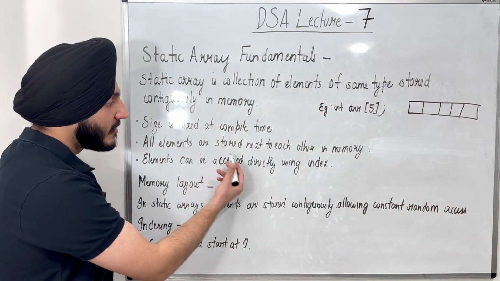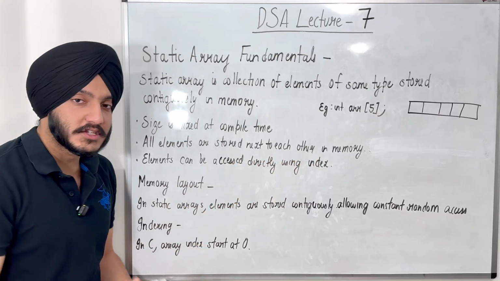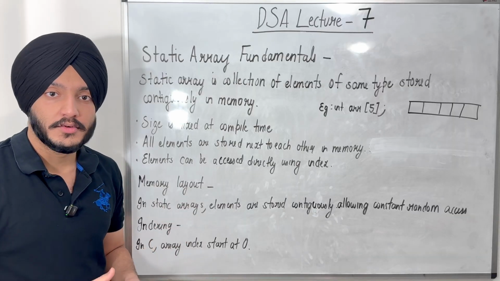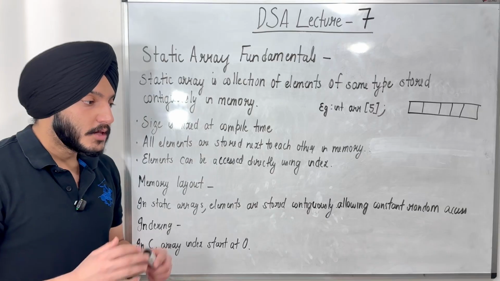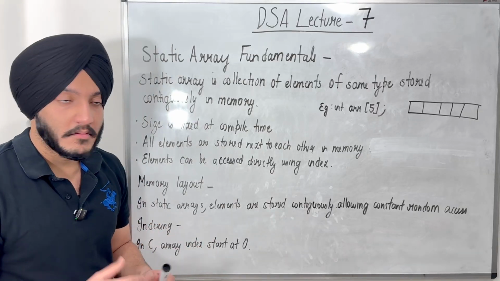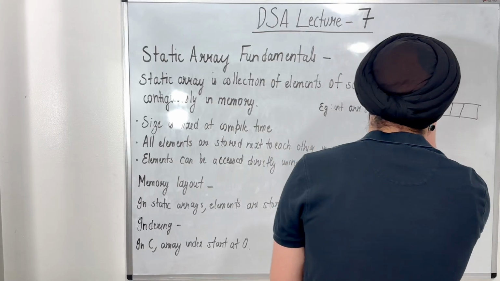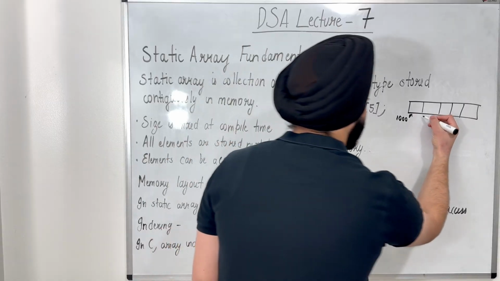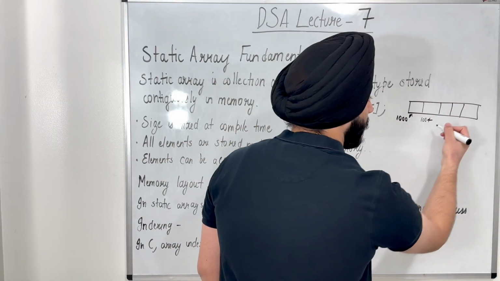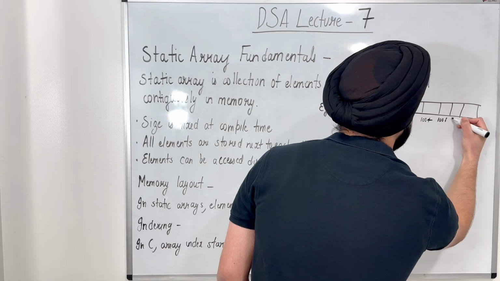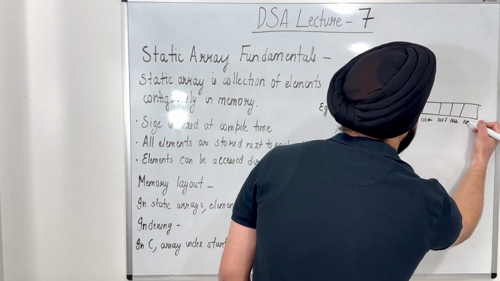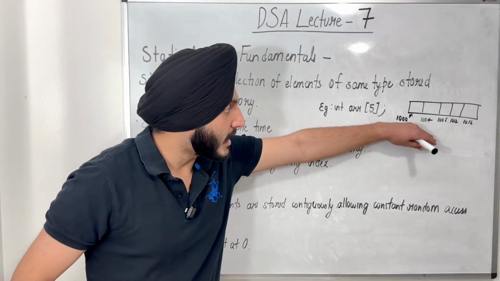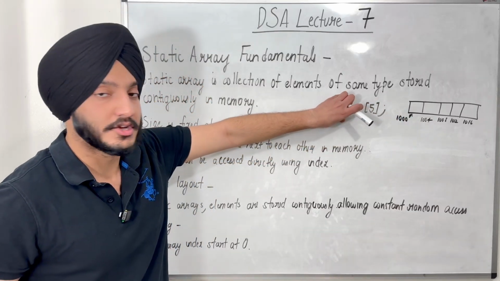Second point is all elements are stored next to each other in the memory. Now, this is a very important point to understand. In static arrays, all the elements are stored next to each other. What do we mean by that? Memory has addresses, right? So think about this. If the first one is at address 1000, then the second one would be at something like address 1004. Third one would be at address 1008, then the fourth one at 1012, and the last one at 1016. Why are there these gaps of 4 bytes? Because we are storing an integer, right?